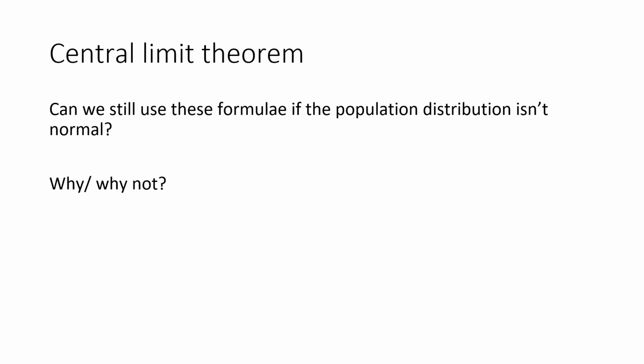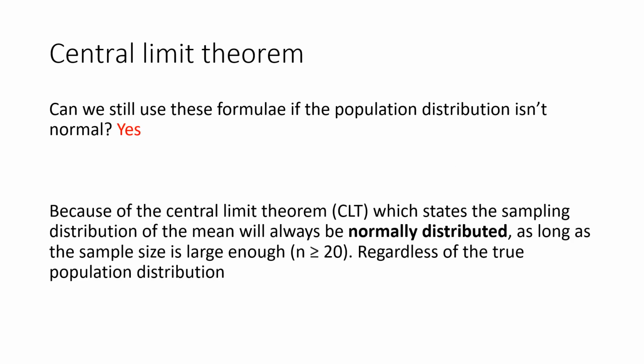I want you to pause and think about this for a bit. For example, if the population distribution was something like this, could we still use the standard error that we've been using and all these formulae? Yes, we can. And that's because of the central limit theorem, which states the sampling distribution of the mean will always be normally distributed as long as the sample size is large enough.